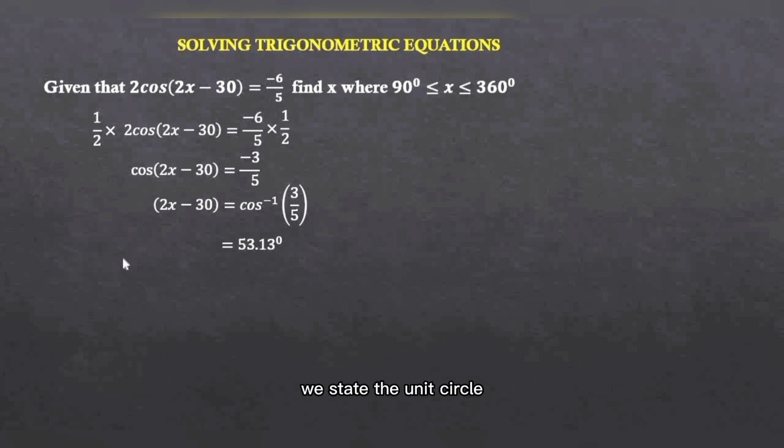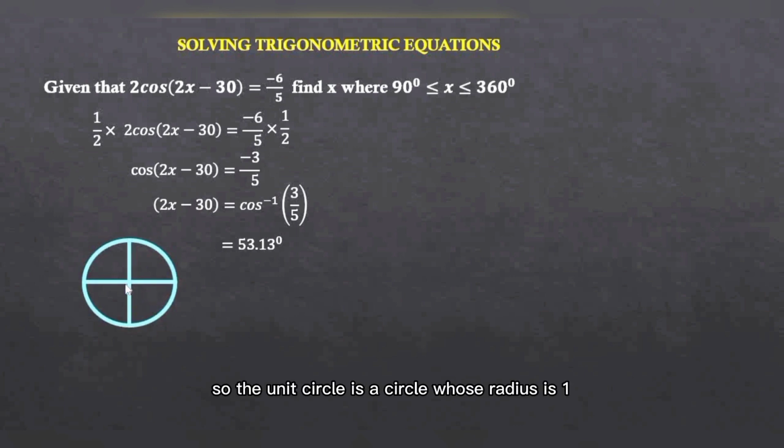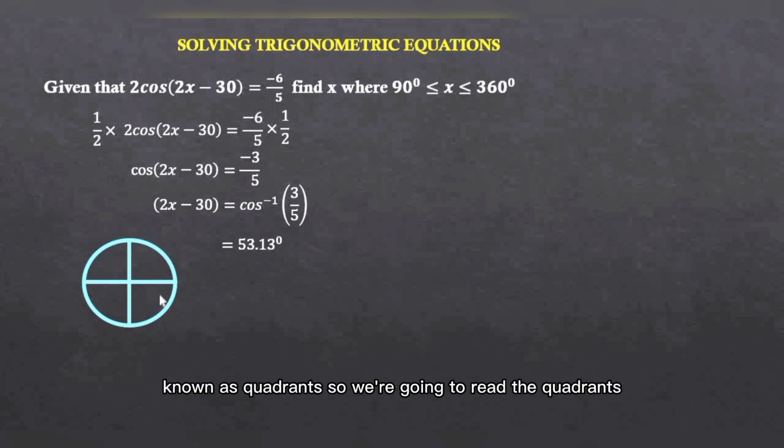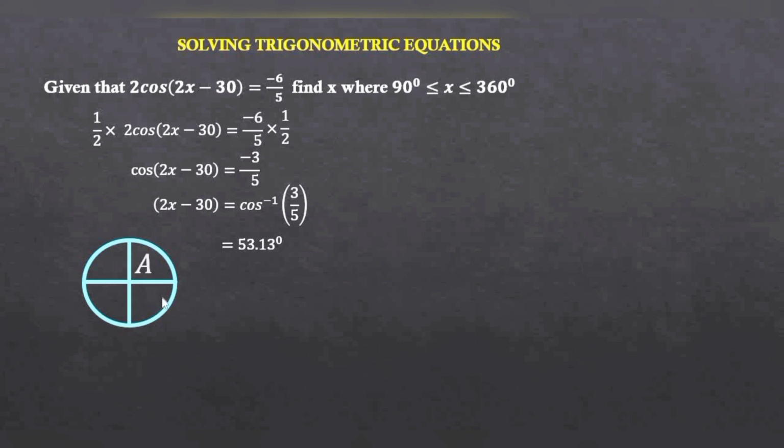We state the unit circle. The unit circle is a circle whose radius is 1 and it is divided into 4 parts known as quadrants. We are going to read the quadrants in anti-clockwise direction. So this is the first quadrant, second quadrant, third and fourth quadrants respectively. We label the first quadrant A. A stands for all trigonometric ratios. So here we have all trigonometric ratios being positive.